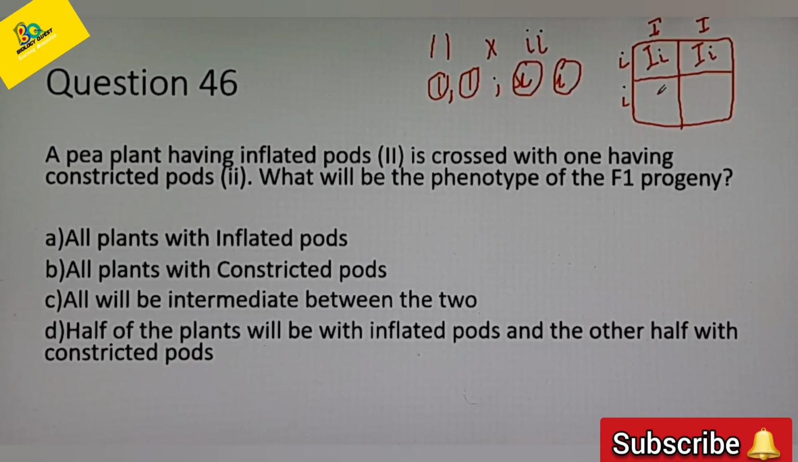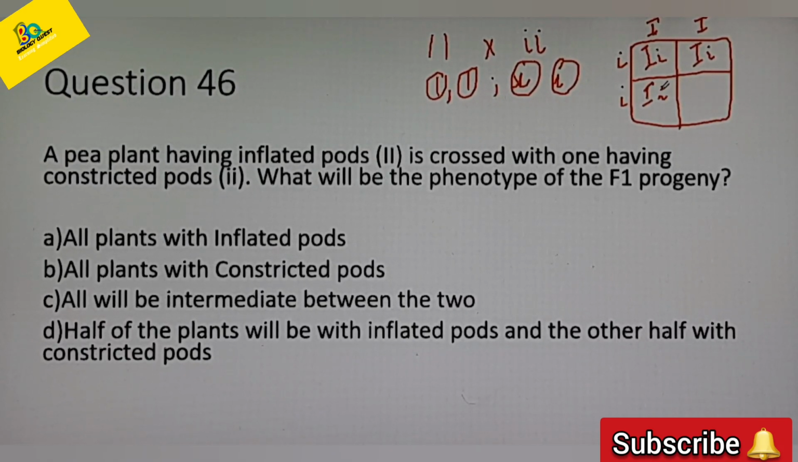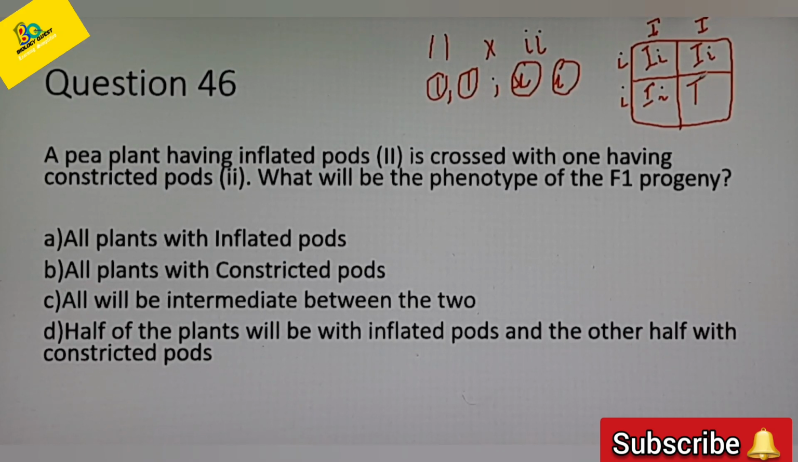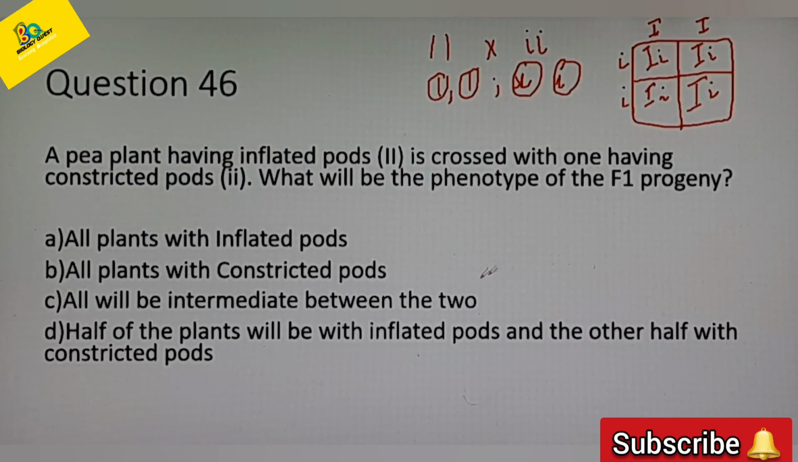What about this column? Capital I, small I. Correct? No? Hope there is no confusion in that. Then this also capital I, small I. So here the question is, what will be the phenotype of the F1 progeny?